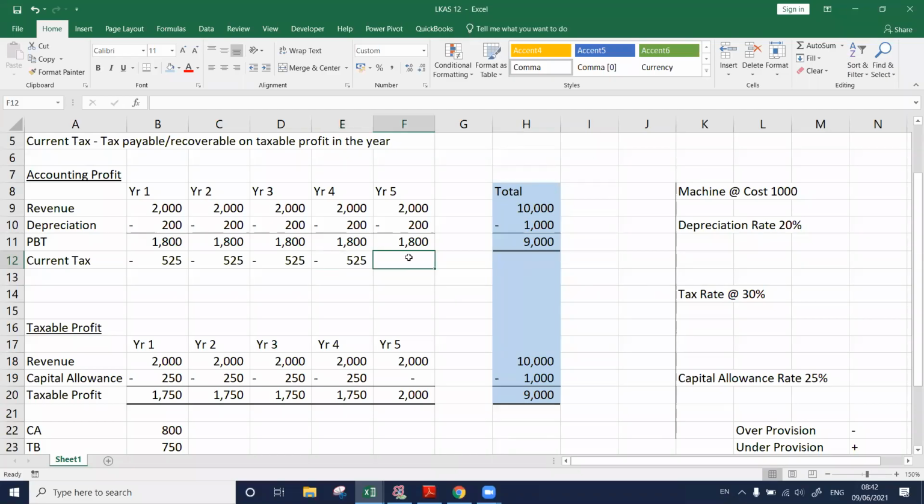Year 5, taxable profit is 2000. Tax rate is 30%. Then the current tax expense is 600. Right? Current tax expense is 600. So what you see here, for the first 4 years, we charge 525 as the current tax expense. But suddenly in year 5, what has happened? We have to charge 600 as the current tax expense.